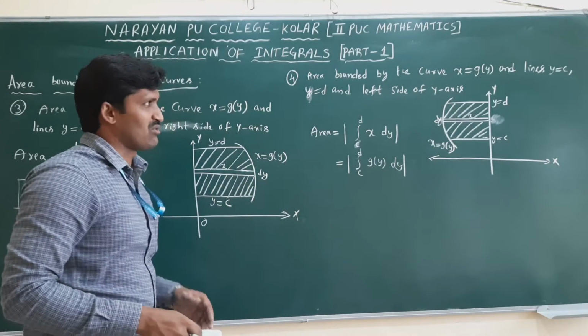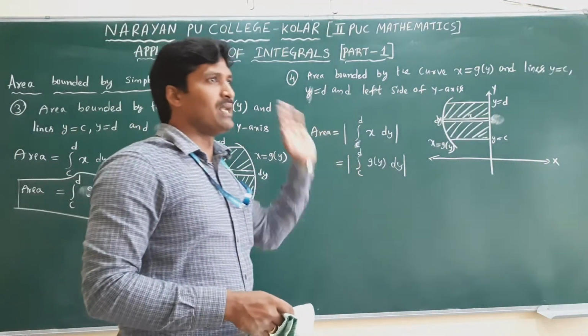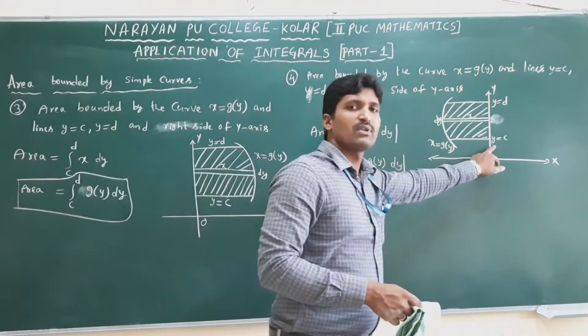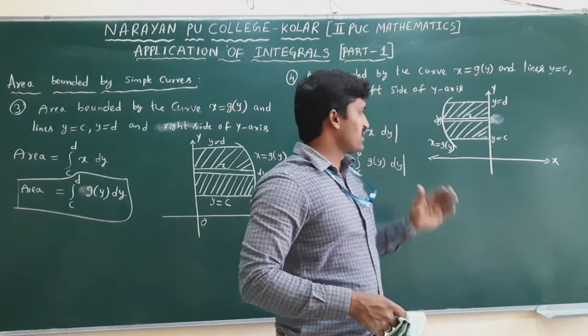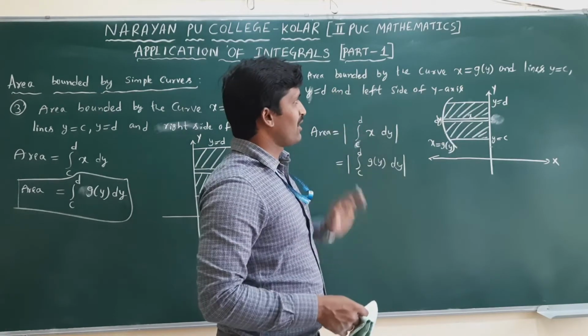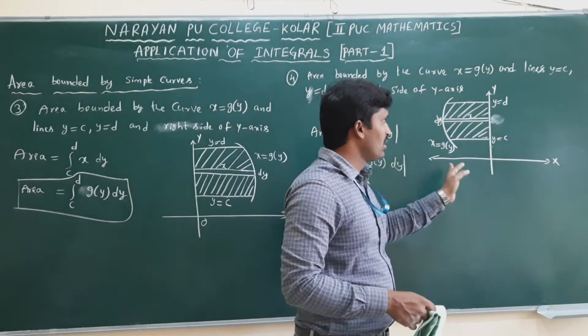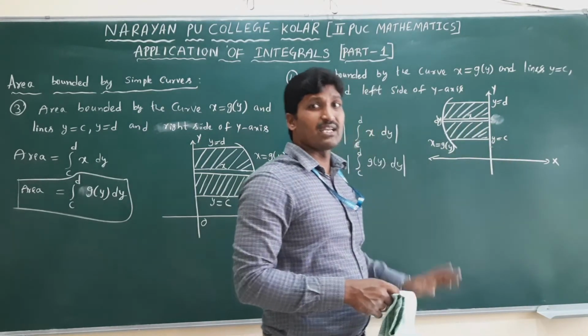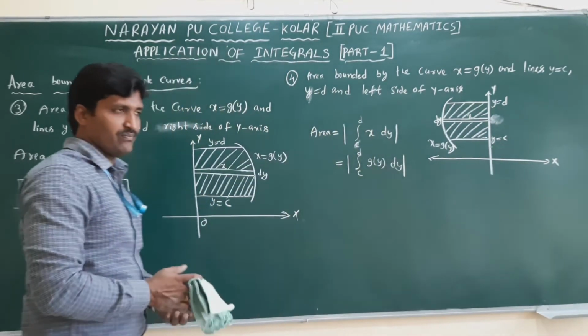Either the first two cases are above the x axis and below the x axis, and next are the right side of the y axis and the left side of the y axis. This is the way to find the area of the region between the curve and the coordinates or lines and the positive x axis and positive y axis.